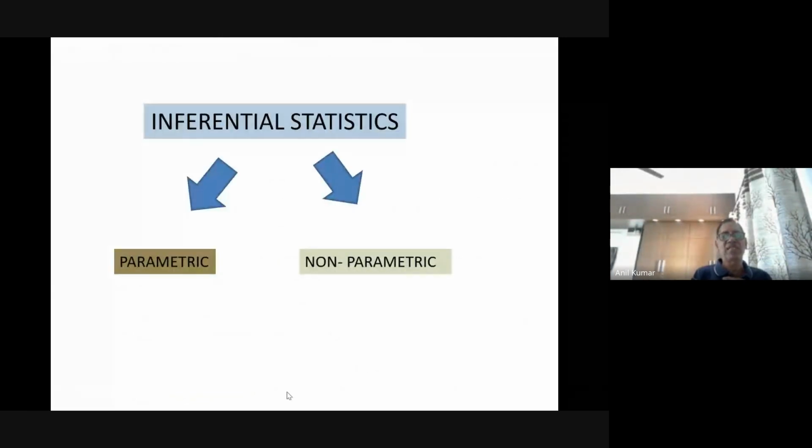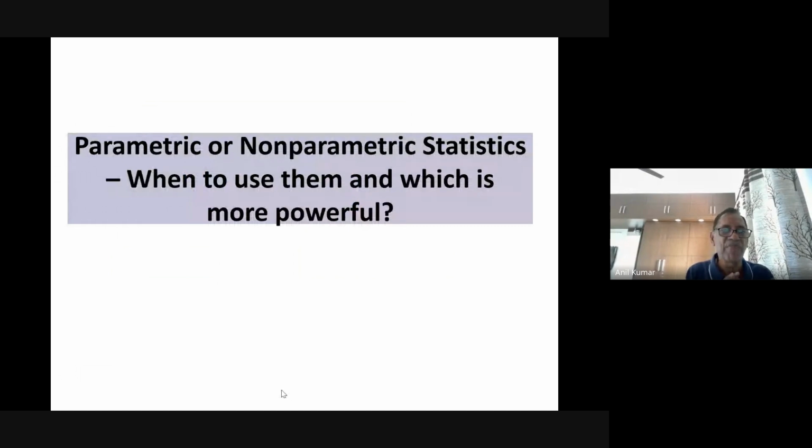Now, in inferential statistics, two aspects are there. One is parametric, another one is non-parametric. What is this parametric? What is this non-parametric? Parametric and non-parametric statistics are more powerful, more useful for inferential statistics data analysis.